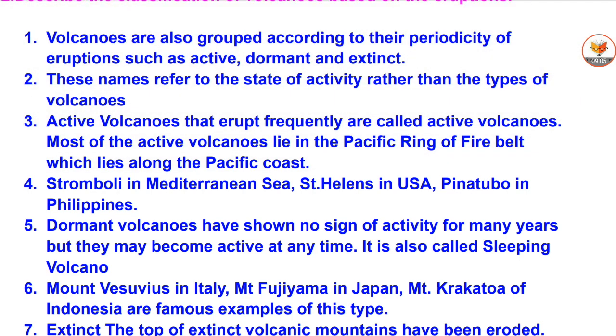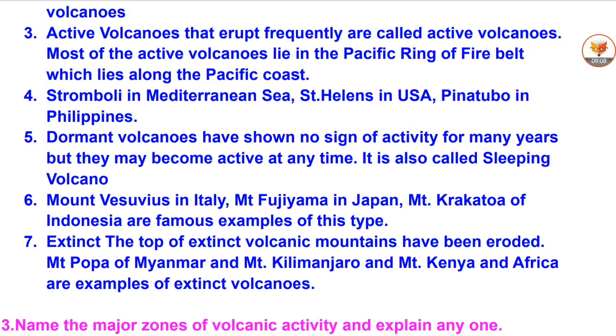4. Stromboli in Mediterranean Sea, St. Helens in USA, Pinatubo in Philippines. 5. Dormant volcanoes have shown no sign of activity for many years but they may become active at any time. It is also called sleeping volcano. 6. Mount Vesuvius in Italy, Mount Fujiyama in Japan, Mount Krakatoa of Indonesia are famous examples of this type.